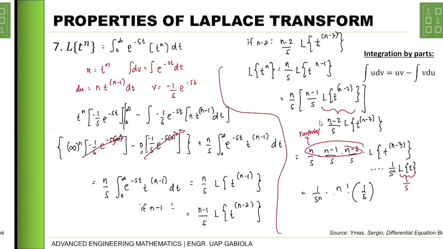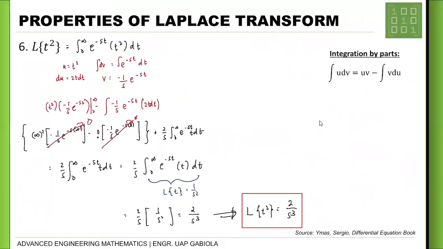Okay? So this will be equal to n factorial all over s^(n+1). So ito daw yung equivalent kapag yung t natin is raised by a certain exponent. Ibig sabihin, ito yung kanyang main formula na gagamitin natin as property niya. Ngayon, pag tinry natin ibalik dun sa kabila, kung base dito sa equation natin, nakuha natin na L{t^n} ay equal sa n factorial all over s^(n+1).